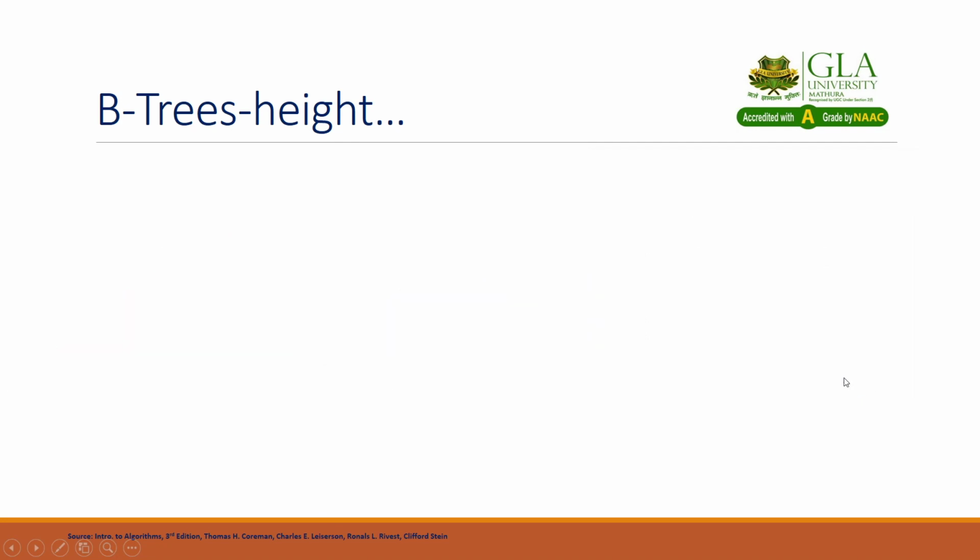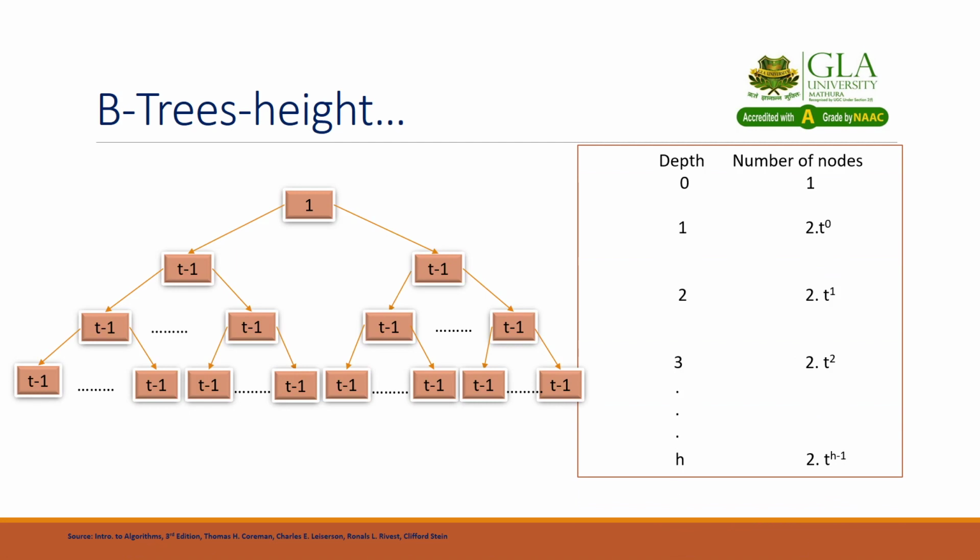So if we go up to height h, what will be the number of nodes in the tree? As we have seen, at depth 1 we found 2, which we can represent with t to the power 0, meaning depth minus 1. At depth 2, we had 2t, which is t to the power 1. At depth 3, we found 2t square, again depth minus 1. So at depth h we will have 2t to the power h minus 1.